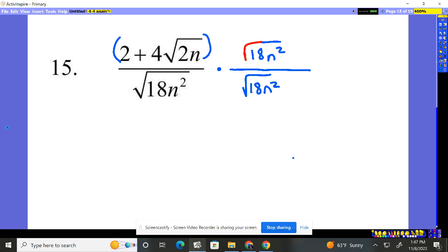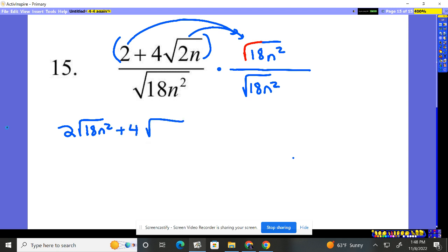So we're going to have, I'm going to start way over here, 2 times that square root of 18n squared. I'm just doing 2 times that, and then I've got to do this times that. 4. Now, what's 2 times 18? 36. n times n squared is going to be n cubed. And then we're all over 18n squared, right? Because a root 18n squared times a root 18n squared, the roots just go away and it's 18n squared.